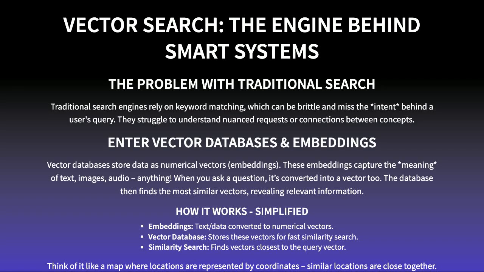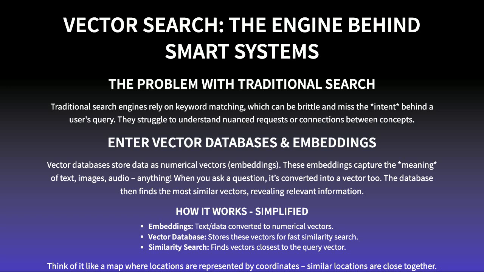Okay, so let's talk about how vector databases and embedding search are making AI smarter. Traditionally, when you search for something online, it relied on matching keywords directly. But that can be really limiting, like if you asked what's a good Italian restaurant near me, and the engine only found restaurants with those exact words in their description. Vector search is different. It transforms everything: text, images, even audio, into numerical representations called embeddings. These embeddings capture the essence of the data.